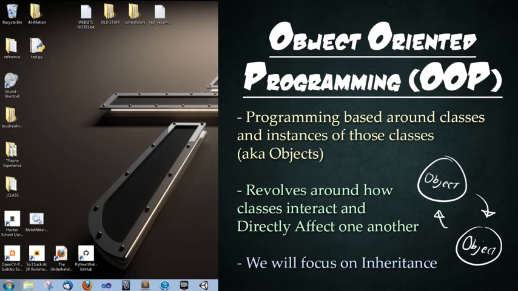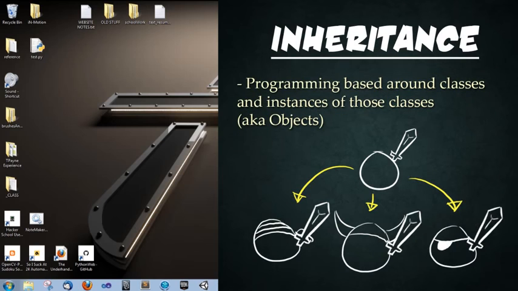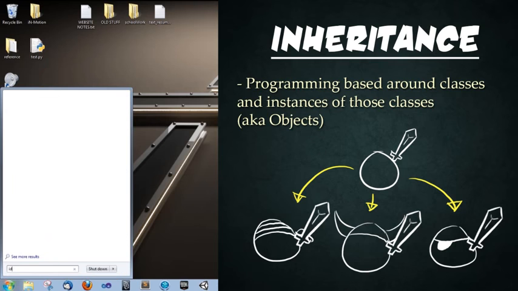Well, object-oriented programming, or OOP, is programming that's based around classes and instances of those classes. Thus, the term objects comes from referring to those instances of those classes. Object-oriented programming revolves around how these classes interact and directly affect one another. One of the most important aspects of object-oriented programming is inheritance. And that's when one class gains all the attributes of another class. So how does this work? Well, let's crack open IDLE and begin our lesson.